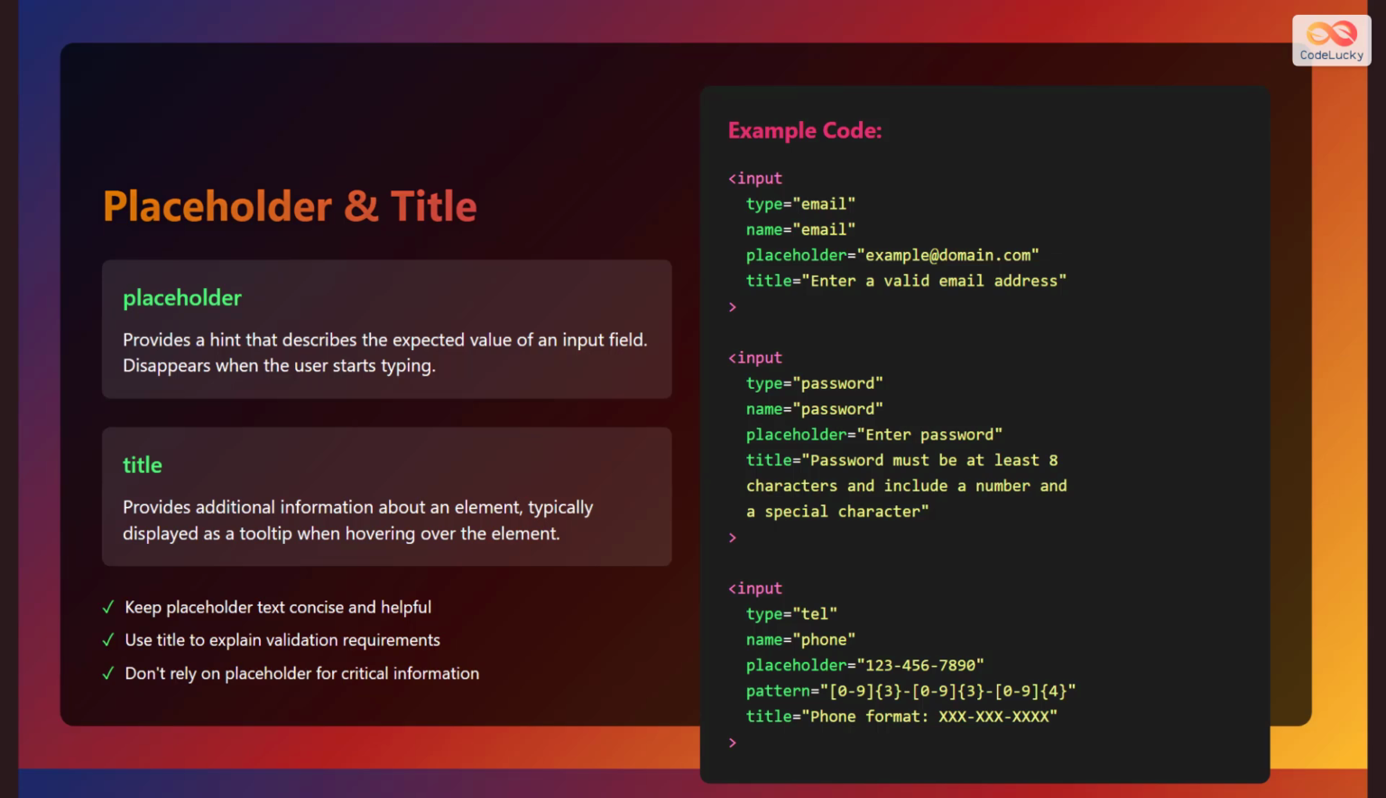For example, the code shows an email input with a placeholder showing an example email address, and a title explaining that the user should enter a valid email address. There's also a password input with a placeholder and a title explaining the password requirements, and a telephone input with a placeholder, a pattern for the phone number format, and a title explaining the format.